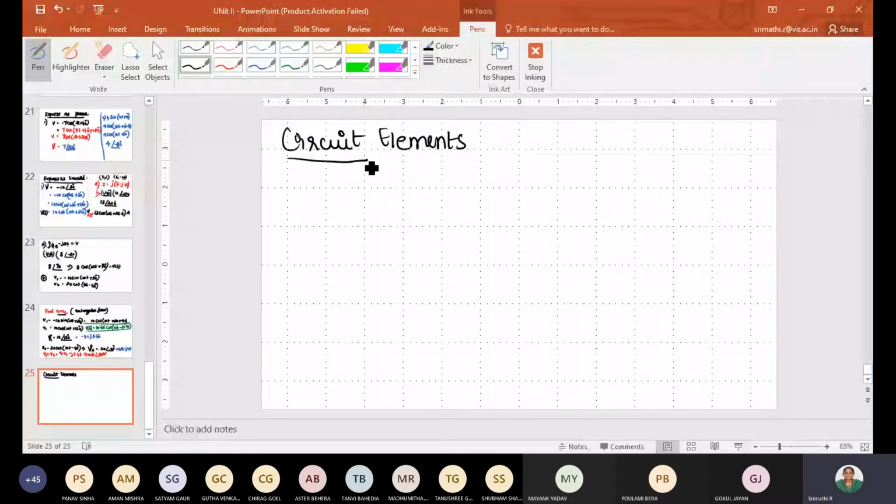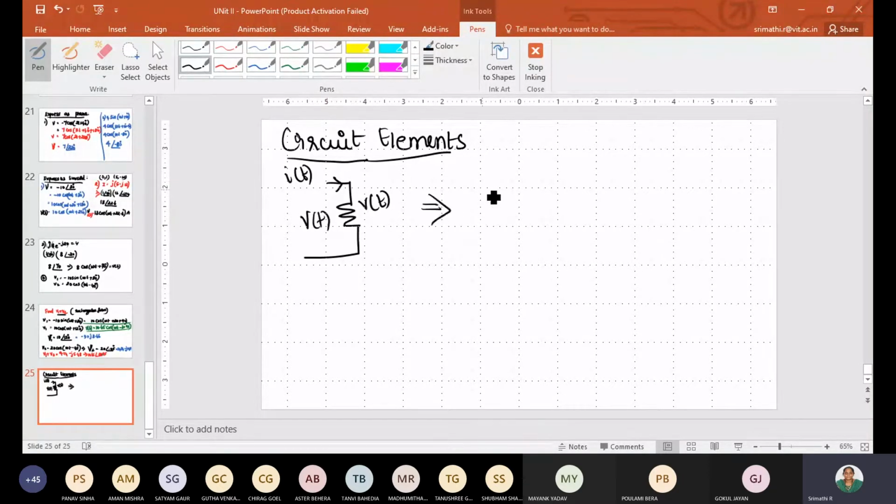So you have a resistor. Your supply voltage is V. The current is I. This is I of t. I can write it as V of t, whatever, in time domain. Because the voltage across this, again your applied voltage is V of t. In equivalent phasor domain, it should be capital V. This is R again. This is capital I.